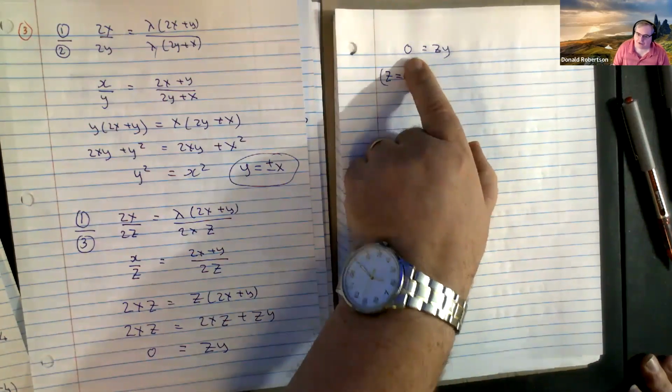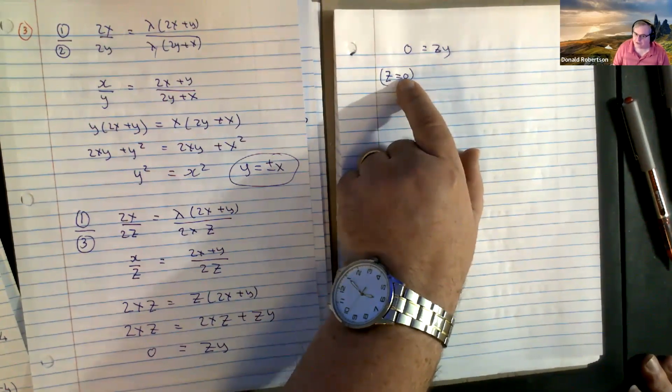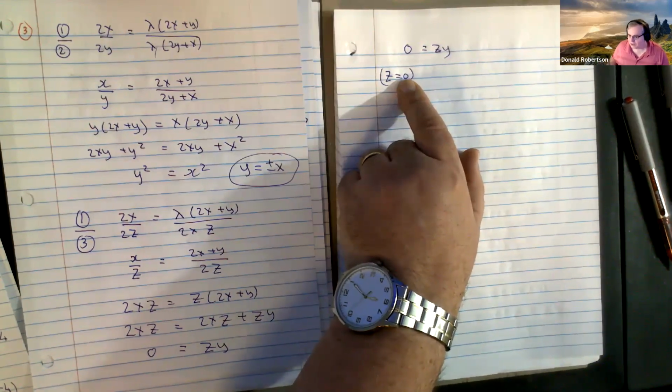Two things multiplied are 0. One possibility is z equals 0. The other possibility is y equals 0, right? And we'll take care of that later.